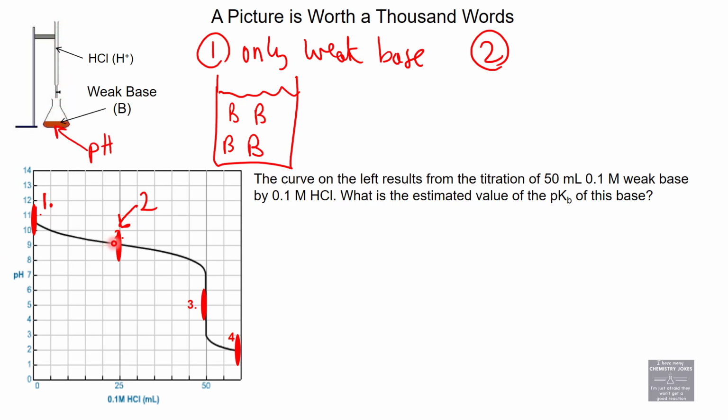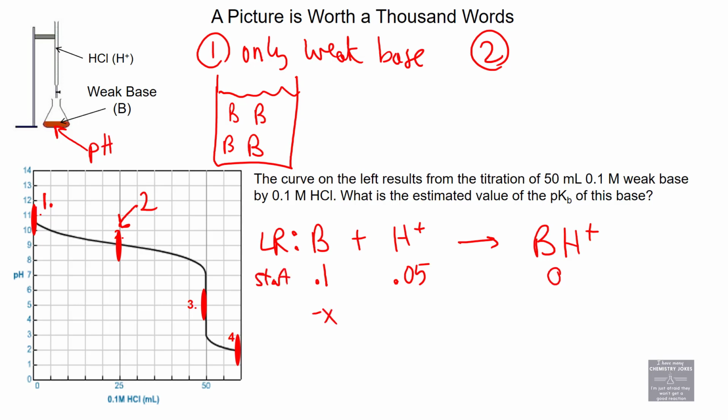So I still have weak base in solution, but I have also created some conjugate acid of my weak base. So at point number 2, my limiting reactant table would look like this. B plus H plus, I've added strong acid, yields BH plus. Limiting reactant would say, if I started with 0.1 moles of this, 0.05 moles of that, I'm just making up numbers over here, minus X, plus X. At point number 2, here's where I'm at.